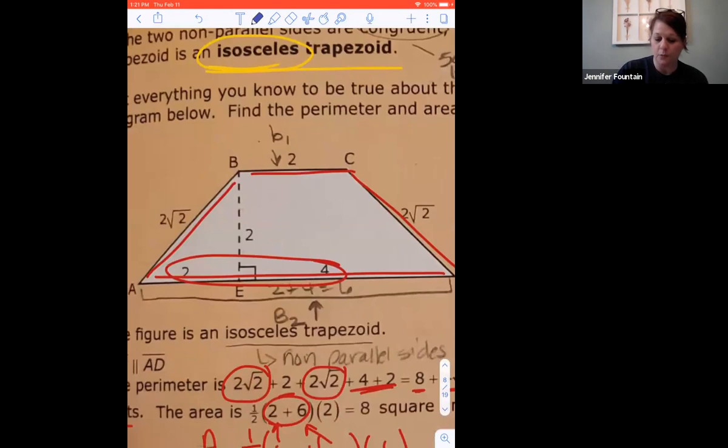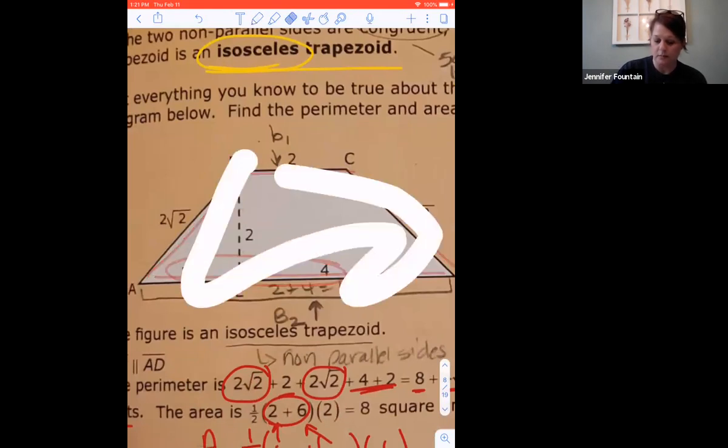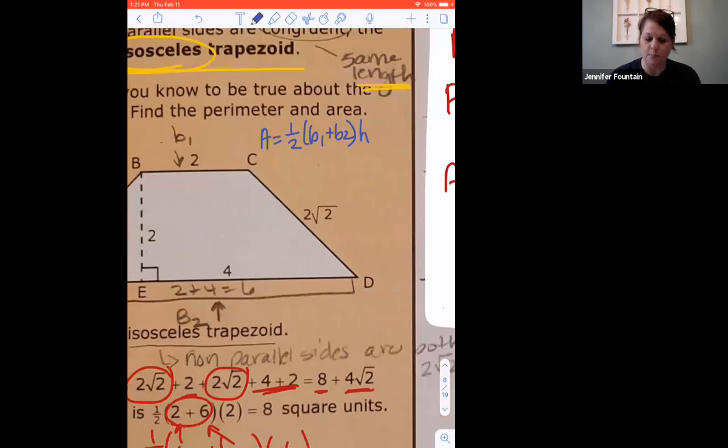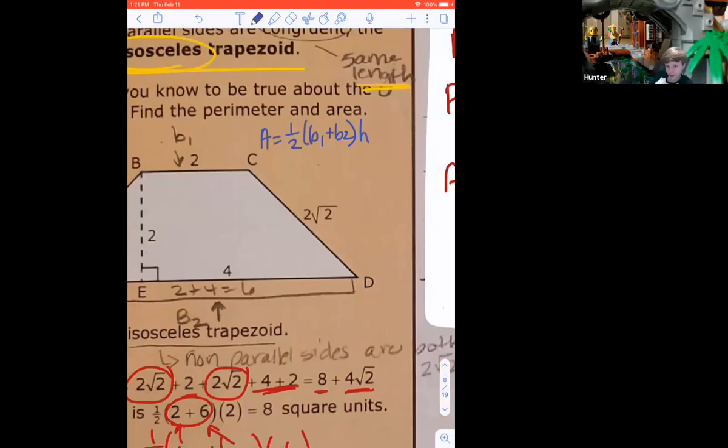Okay, and so remember with my trapezoid, it's going to be area equals 1/2 of base 1 plus base 2. I have to add my bases together and then multiply by the height. Is the trapezoid going to have like the square root side?